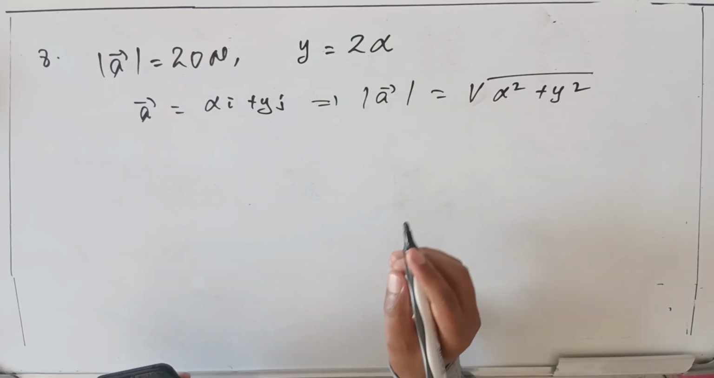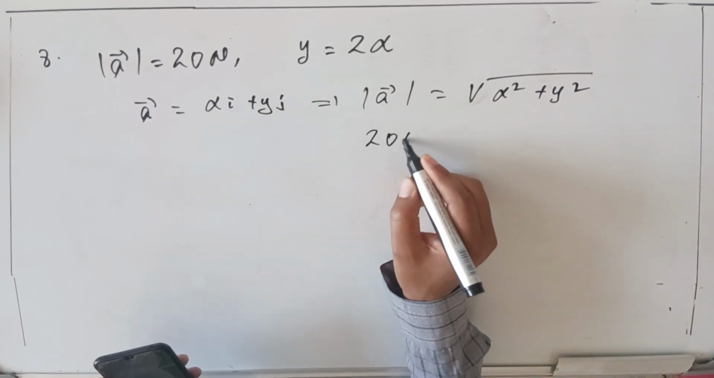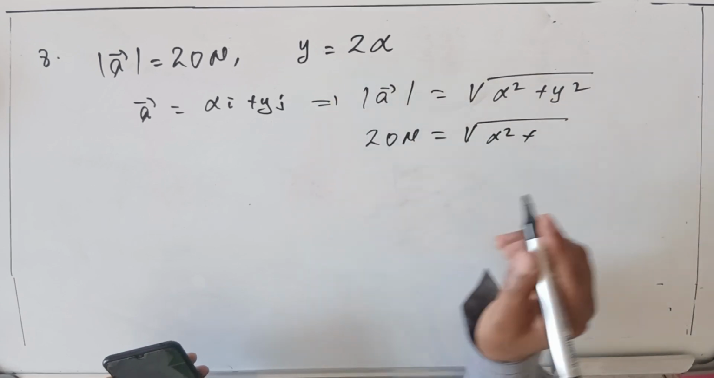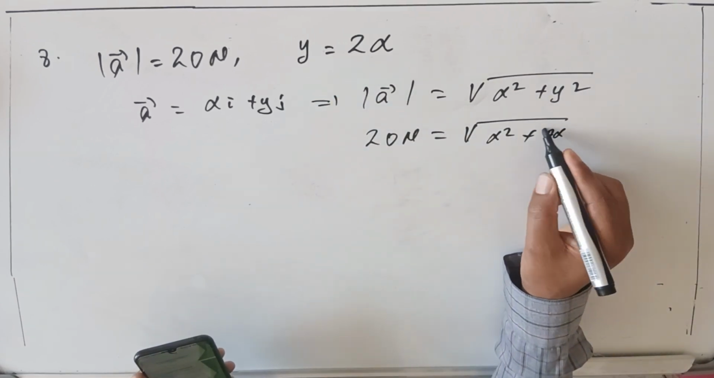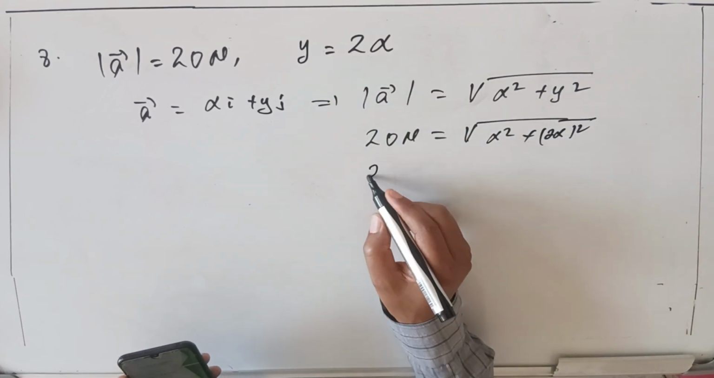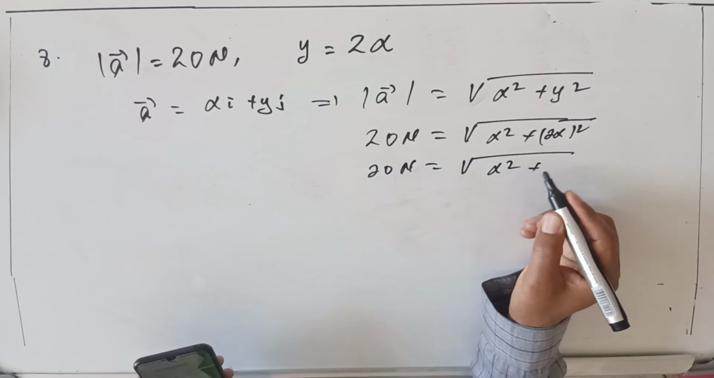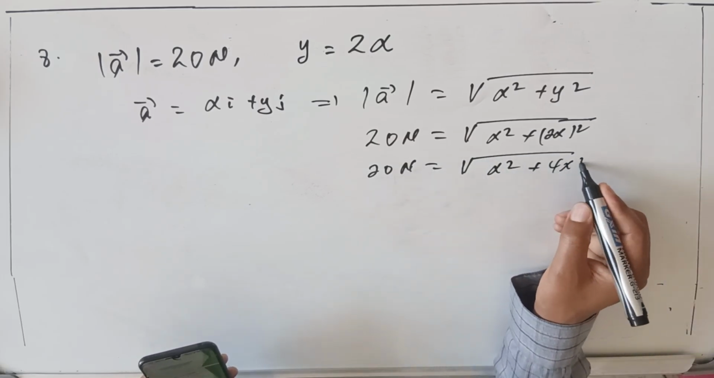That gives the norm 20 Newton is equal to square root of x square plus y square, and y is the same as 2x, so 2x the whole square. That is 20 Newton is equal to square root of x square plus 2x square, which is 4x square.